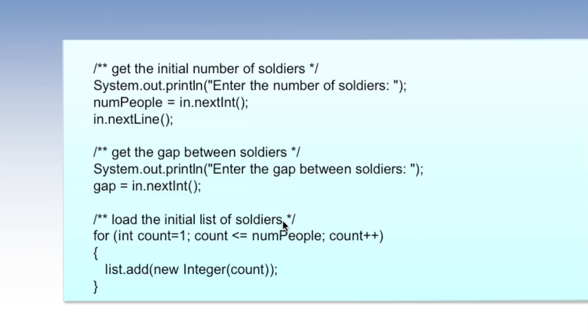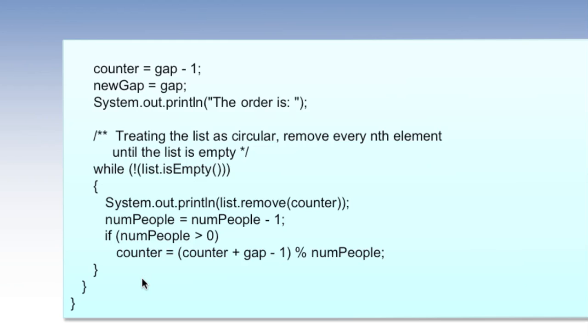Load initial list of soldiers. Load the objects in. These could be soldier objects, you know, that are holding information about the soldier. So the number in 1 to the number of people that we've decided, increment it. So list add. So this is basically adding a new integer count, and it's adding new integers to the list. So populating the list with soldiers, and the soldiers are integers essentially. So the counter is the gap minus 1. The new gap is the gap. The order is, and we're going to print out the order after each game.